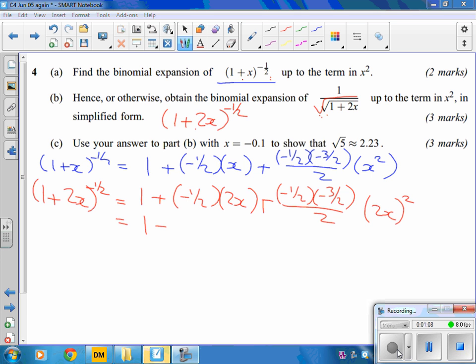This is 1, take away x, and what have we got there? The 3, and the 4's, 2's are going to cancel there, so we're going to get 3 over 2, I think, and it's positive. Minus makes it positive.